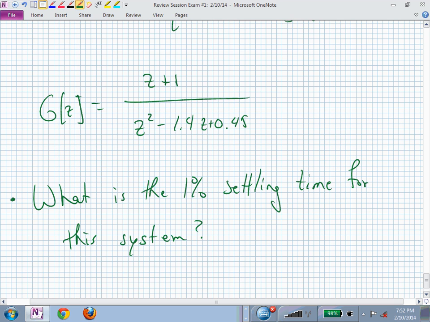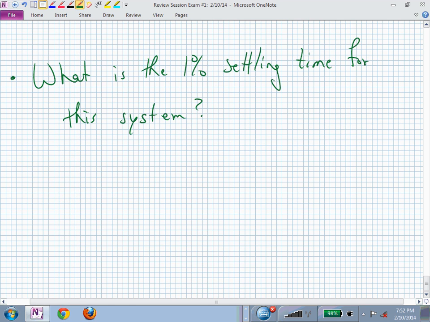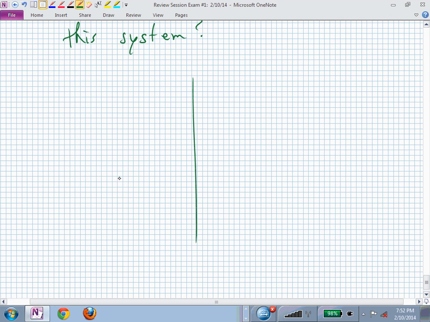Well, we did this before for a first order system, didn't we? So I'm kind of throwing you a little bit of a different problem. But don't despair. In the z-plane, where are your poles for this system? The eigenvalues were at 0.9 and 0.5, right? And that's where the poles were.